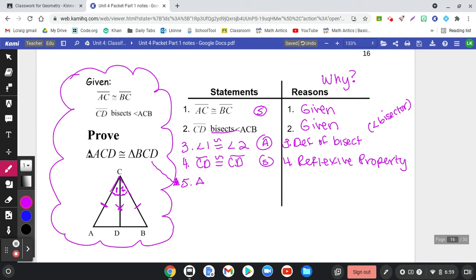Triangle, we've proved triangle ACD is congruent to triangle BCD, and we used side, angle, side is congruent to side, angle, side.